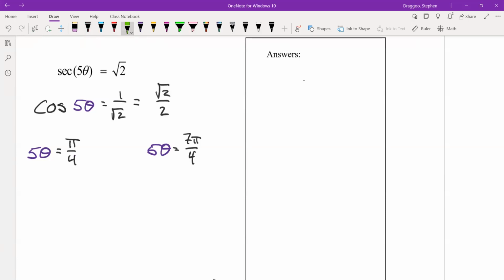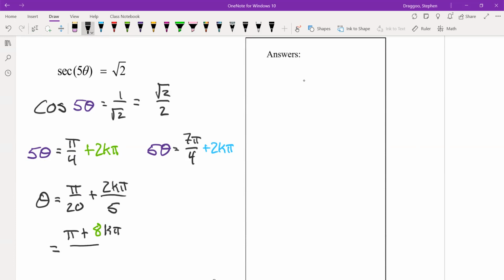And because I've got that number out in front of theta, I'm also going to say anything coterminal to these answers will also solve it. And I need that because I need to find some specific answers that are in here. So keeping this going, this means theta is going to be equal to pi over 20 plus 2k pi over 5. Or if I get a common denominator, this will be pi plus 8k pi over 20. On the right side, theta is equal to 7 pi over 20 plus 2k pi over 5, or simplifying to 7 pi plus 8k pi over 20.